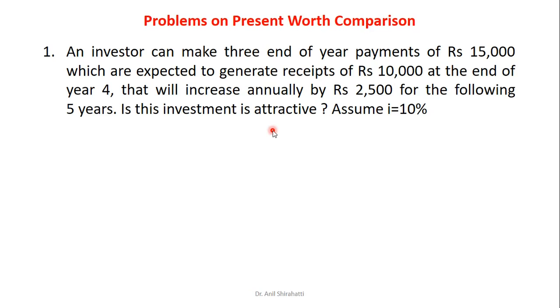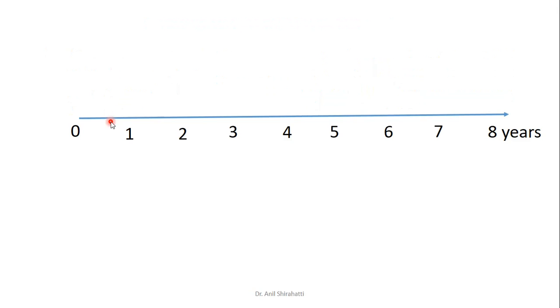So what it means is, a person is planning to deposit rupees 15,000 for 3 years. Okay. And at the end of the 3 years he will stop making payments. Then at the end of the 4th year, he will start receiving rupees 10,000, which will increase every year by 2,500 for the next 5 years. So what is the total number of years? It is around 8. Okay, now how to draw this cash flow?